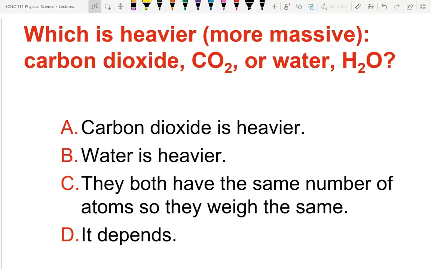I see people looking back there. Let me just write the numbers for you. The mass of an atom of carbon is 12 atomic mass units. Oxygen is 16 atomic mass units. And hydrogen is 1 atomic mass unit.